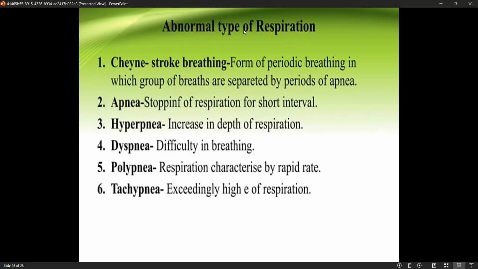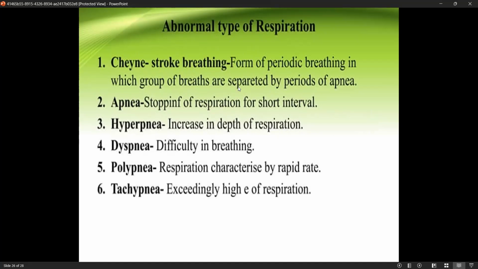So there are some abnormal types of respiration that occur. There is Cheyne-Stokes breathing. That is a form of periodic breathing in which groups of breaths are separated by periods of apnea. It is an abnormality that happens in severe respiratory conditions. That is Cheyne-Stokes breathing.